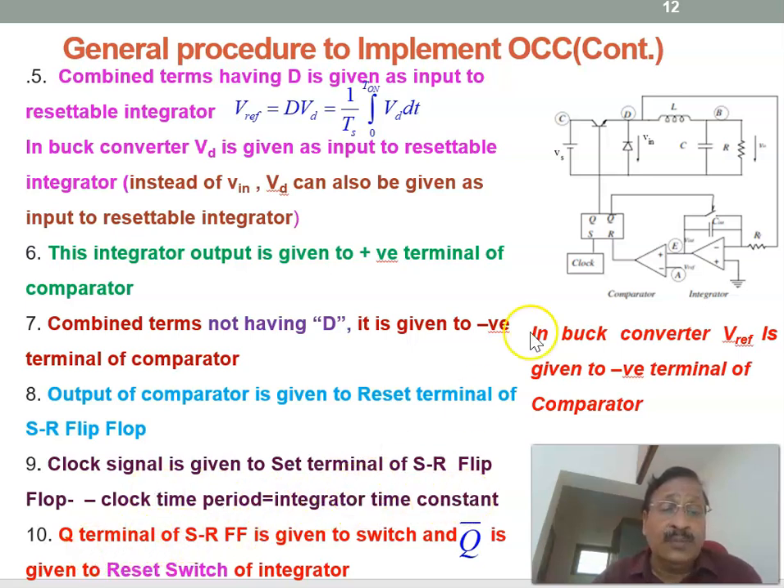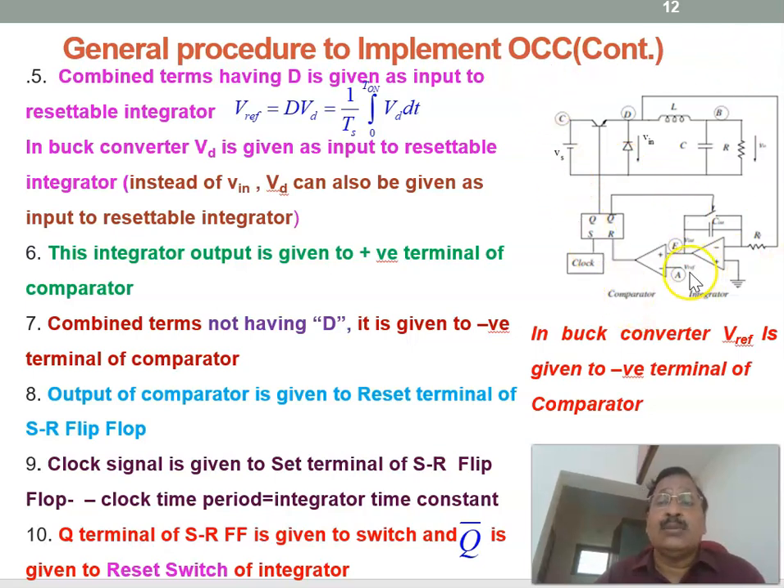And the Q terminal of the SR flip-flop is given to the switch, and Q bar is given to the reset switch of the integrator. That is, Q bar is given to the pin for resetting this integrator. By closing this switch, the capacitor is discharged, and that is the resetting of the resettable integrator. Therefore, that is the general procedure to implement the one cycle control.